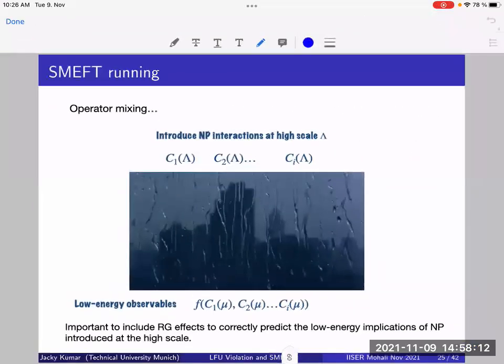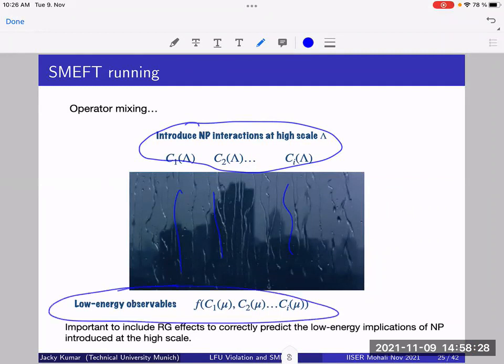So for any interactions that you introduce at the new physics scale, let's say you introduce five operators, C1, C2, C3, C5 at a new physics scale, then they will run, and they will mix with each other. So the picture at low energy can be totally different. Therefore, it is very important to include these RG running effects to correctly predict any features of new physics that you introduce at the high scale.